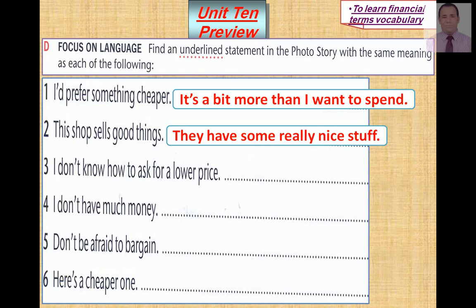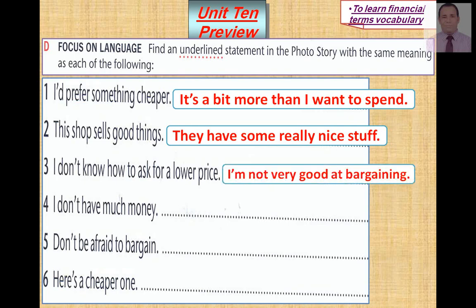Number 3, I don't know how to ask for a lower price. We said asking for a lower price means bargaining. Yeah, bargaining, asking for a lower price, and we said even the meaning in Arabic with the Saudi dialect. I am not very good at what? Bargaining. That's it. I'm not very good at bargaining.